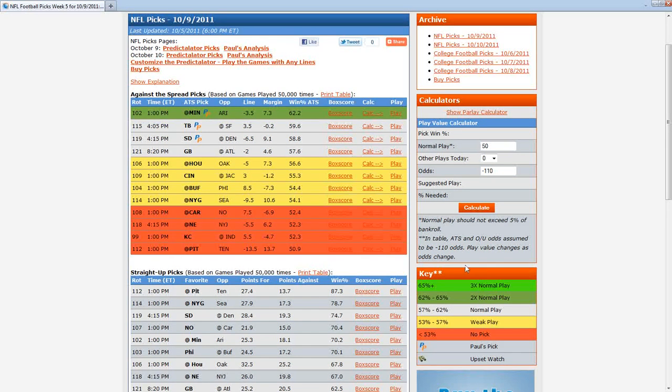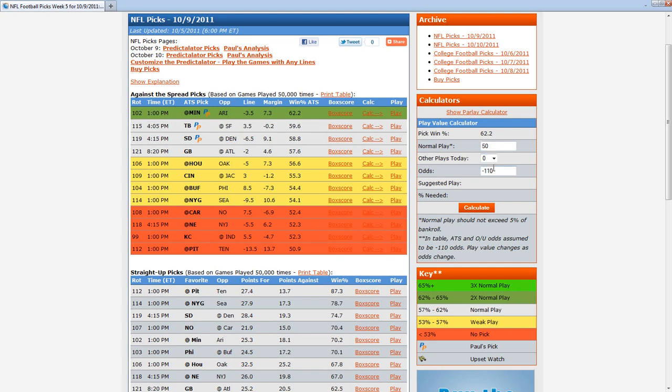Now, to calculate exactly what that might mean, besides just 2 times a normal play, you can click on the Calc button next to any play, transfer that number over into the play value calculator, modify the options, and click Calculate. In this case, we're going to use the default normal play of $50. We're going to say that there are no other plays currently going on that would also tie up bankroll, but if there are, we would want to change that number.